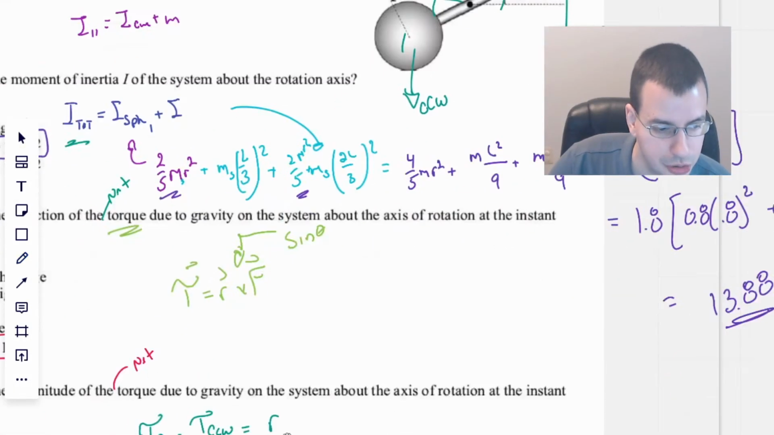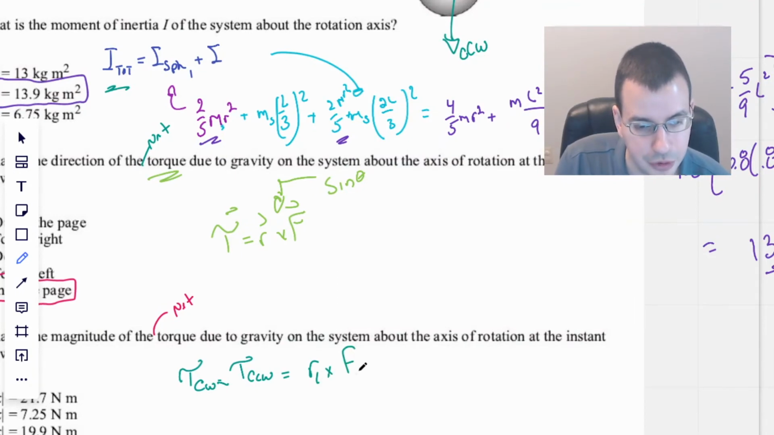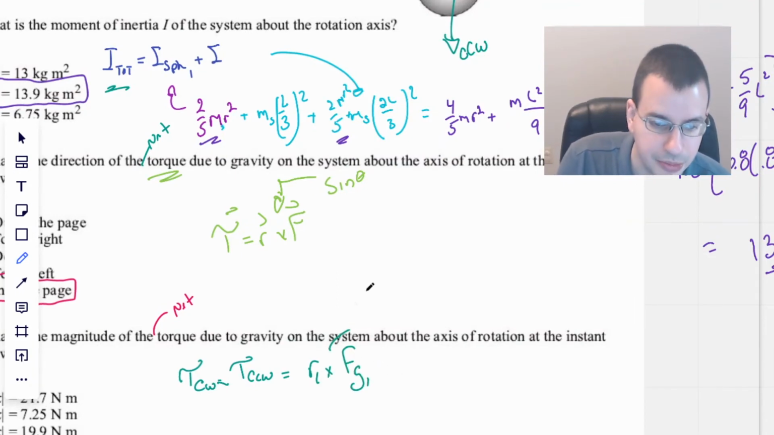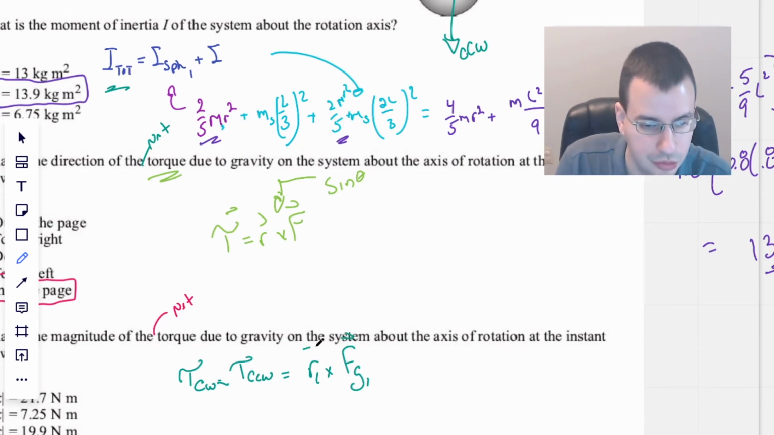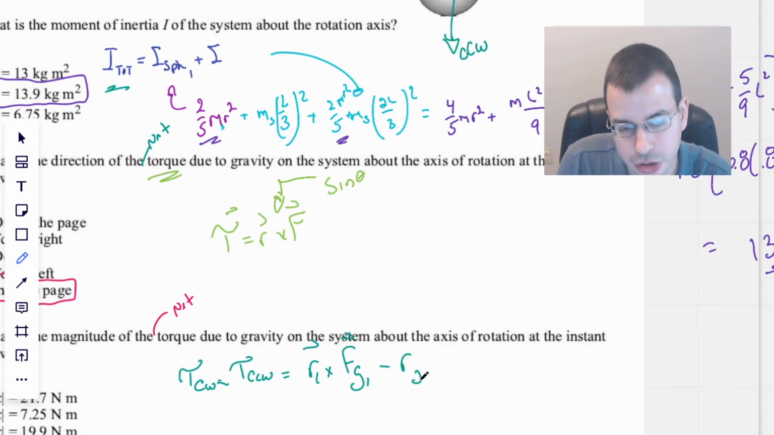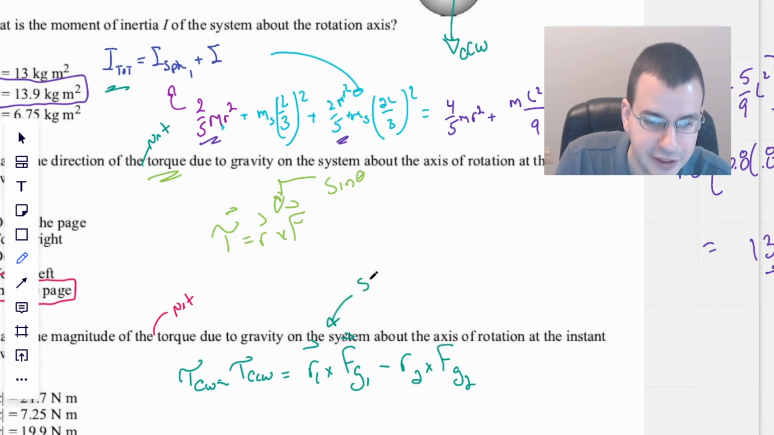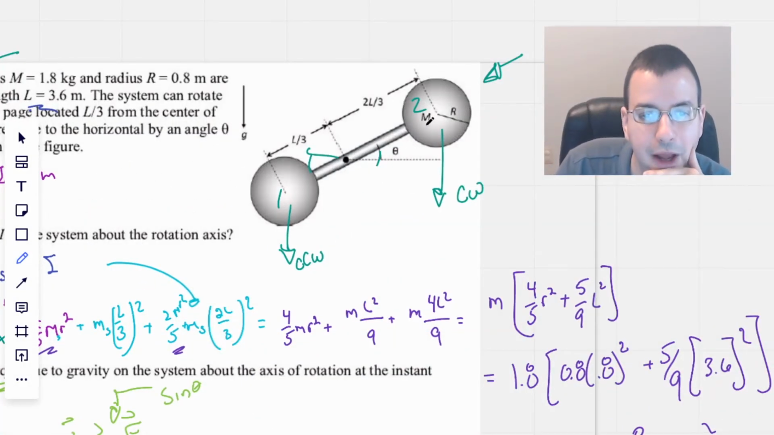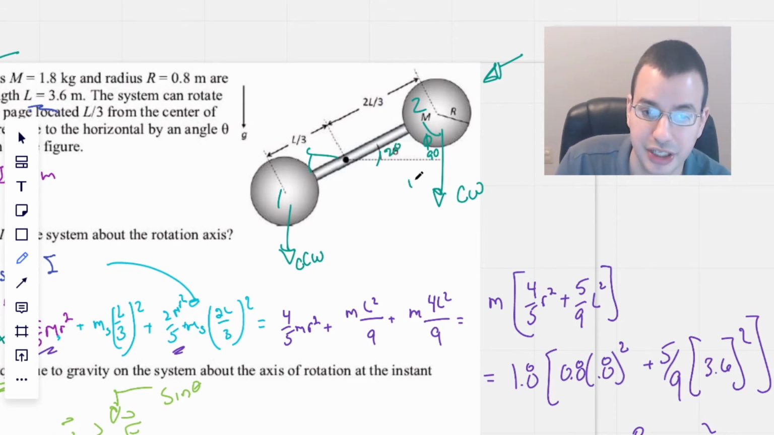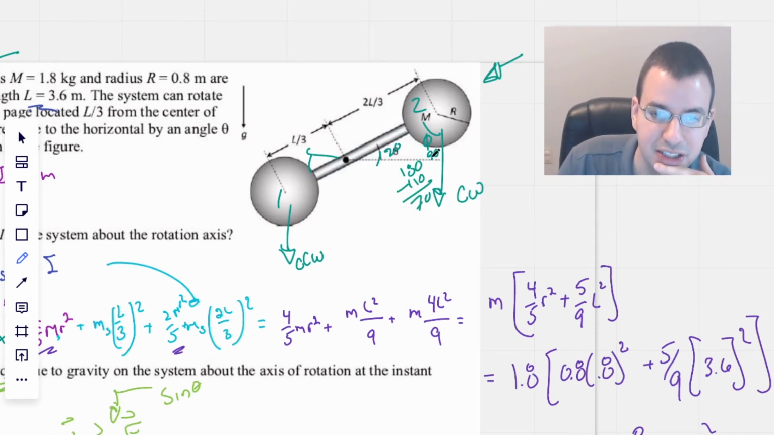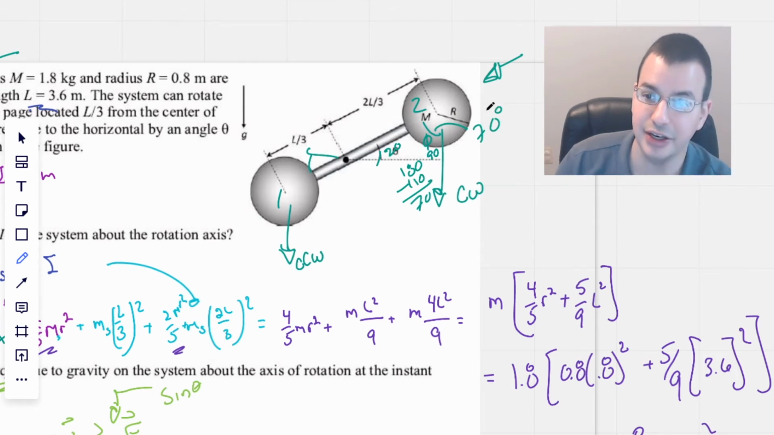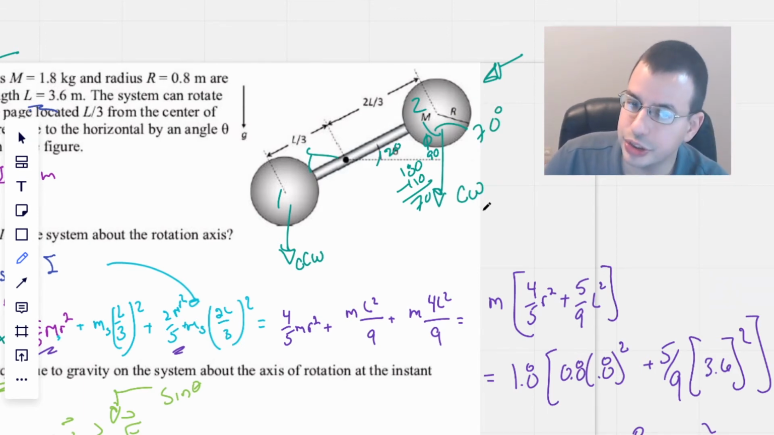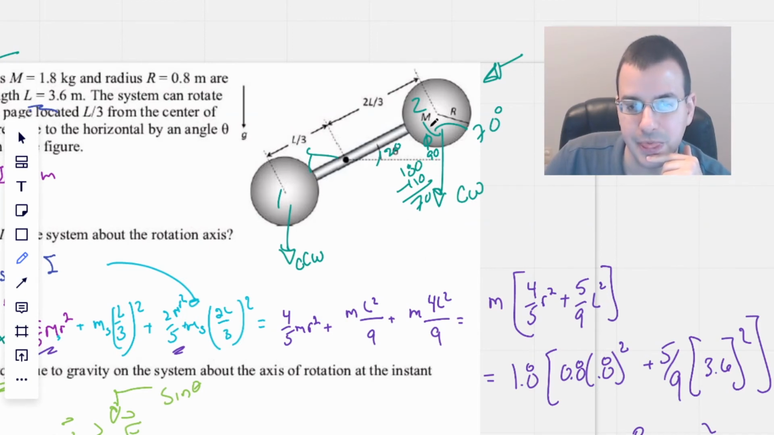This is 2. So we have r1 cross force of gravity 1, and this is a cross product of vectors, minus r2 cross force of gravity due to 2. So this is sine of theta. In this case, theta is the angle between the vectors, and we're looking at this angle right here. So this is 20. This will be 90. 90 plus 20 is 110. 180 minus 110 gives us 70. So this angle right there will be 70 degrees. Your thought process might be, well, why do we use this angle instead of that angle?